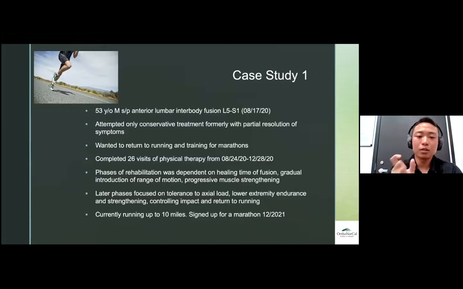Now, I'll walk through a couple of different ways that we built him back up. His phases of rehab depended a lot on the healing time of the fusion, because that needs to be healed well and controlled so it's no longer going to disrupt the surgery. In all the different phases of rehab, we had to slowly introduce range of motion. We literally had to start from just lying on his back and moving just his pelvis. Okay, he can move his pelvis, then let's try to lift his glutes off of the table like a bridge, if some of you might be familiar with that.